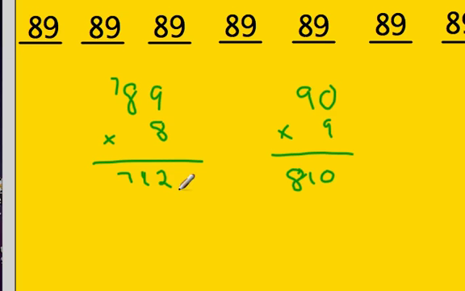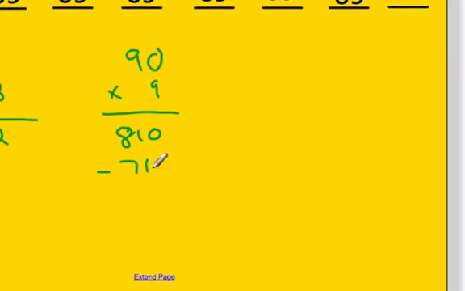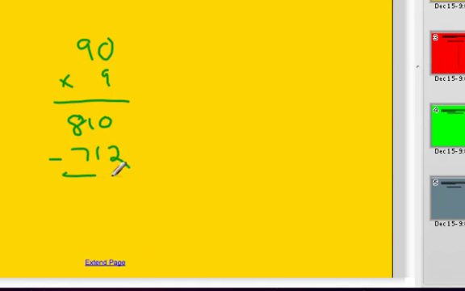Alright, so 810 is how many points he needs for a 90. 712 is how many points he had for an 89 after 8 quizzes. So on that 9th quiz, what you do is just subtract these two numbers here, and you would end up with a 98 for that 9th quiz. So that's just one way to do it.